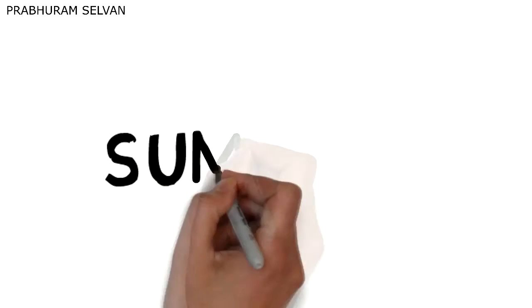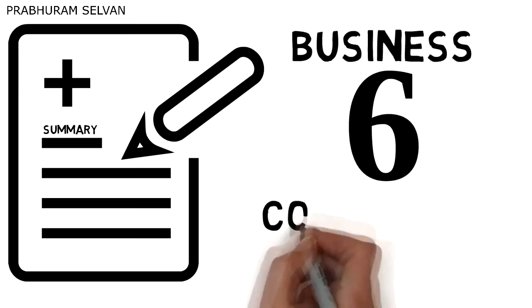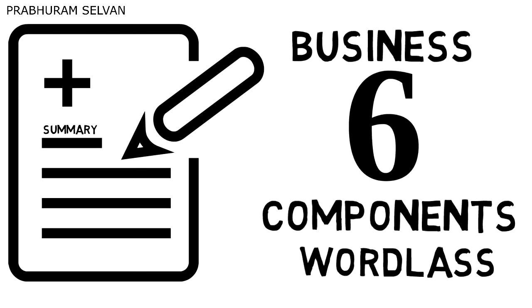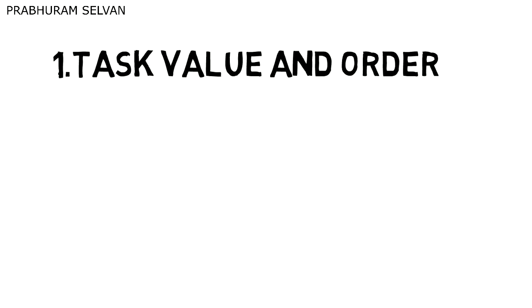So, in summary, for any size of business, you just need to follow 6 components to meet the world-class workflow, and they are: number 1, the task value and the task order or the priority. Identifying the minor and the major tasks and the order in which they need to be set is the first component that you need to be very clear of.